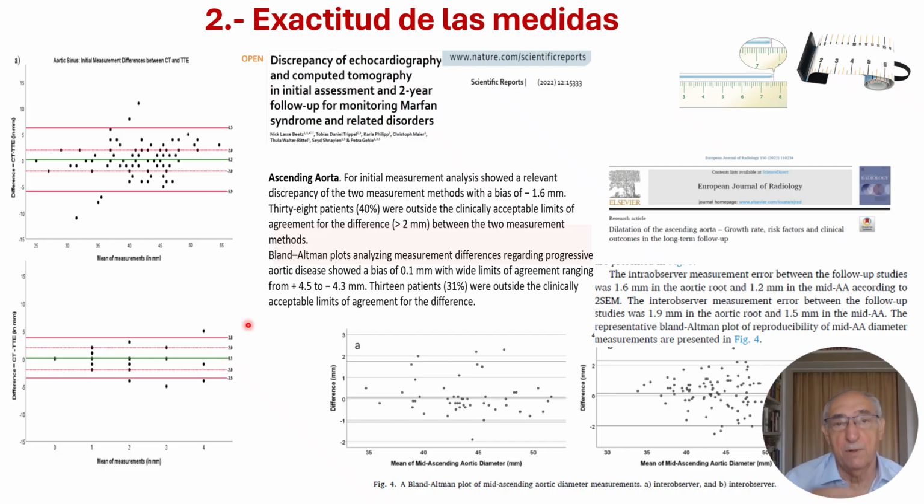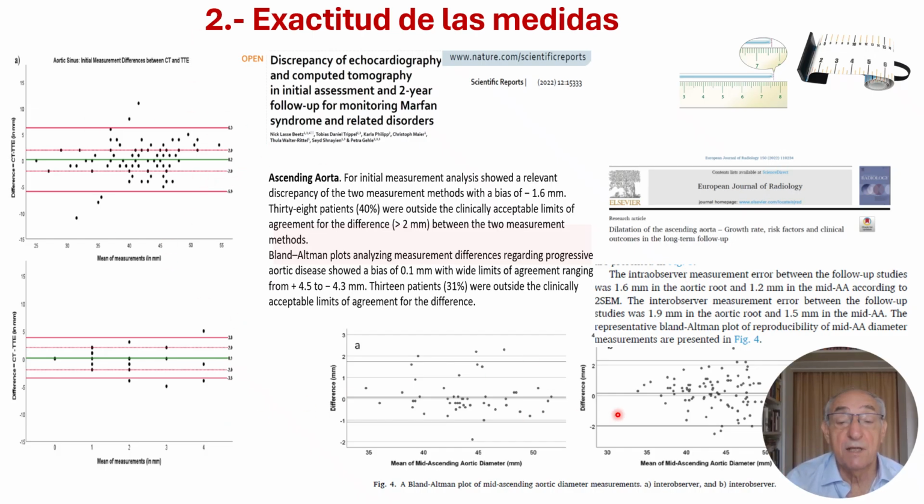Measurements under 2 millimeters, perhaps in the future, once we integrate other parameters like segmentation and automatic border determination by different imaging techniques, this will normalize. But today we are here, so let's not make mistakes, remembering there is significant variability in aorta measurements.